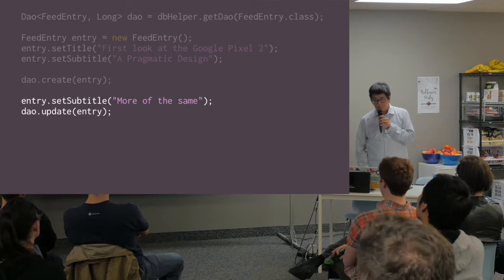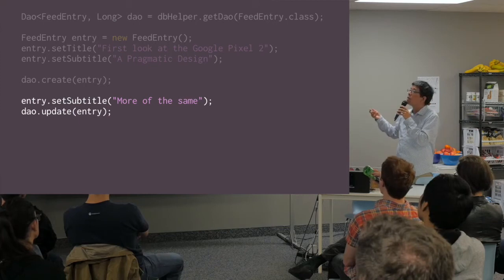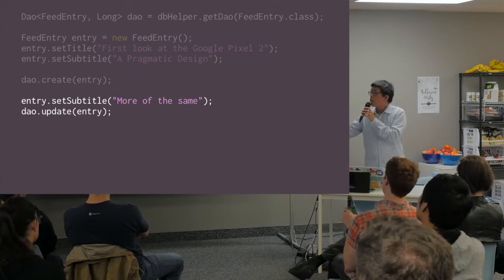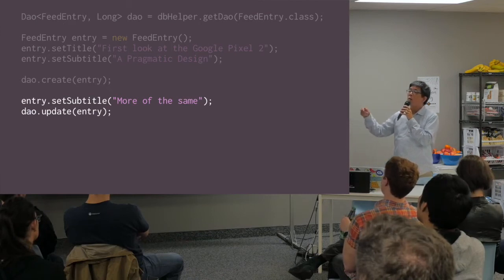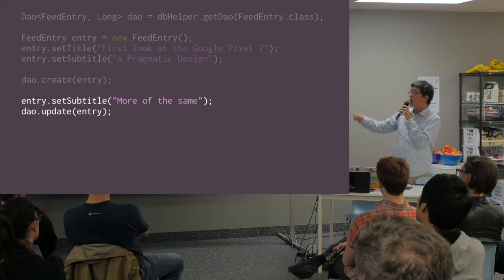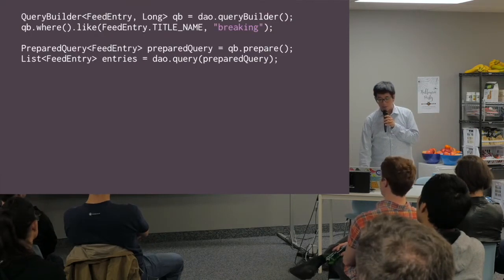Great. To do updates, it's very similar. You have some sort of existing object, you want to change some attribute of it, so you mutate it. You call update. The DAO and ORMLite know that the entry had some sort of unique ID, and it will use it to update that row. Similarly for deleting something altogether.